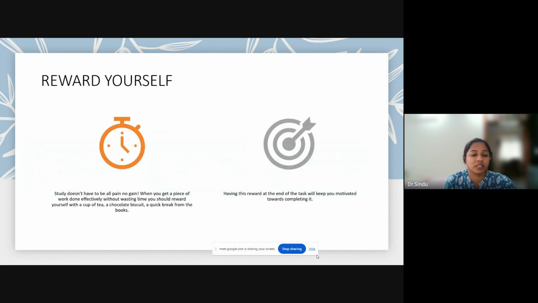Reward yourself. When you do something better, that also leads to rewarding yourself. When you feel proud, you should reward yourself. So that is called reward yourself.